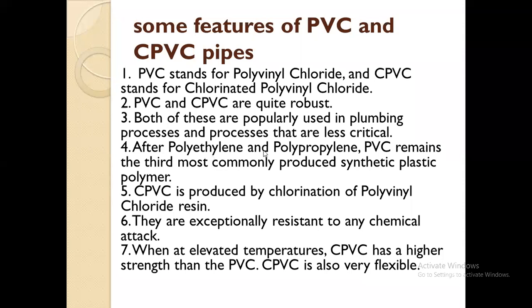Okay, after polythene and polypropylene, PVC remains the third most commonly produced synthetic plastic polymer. CPVC is produced by chlorination of polyvinyl chloride resin. From that, by doing the chlorination process, CPVC material will get to us. They are exceptionally resistant to any chemical attack. It means on a PVC or CPVC pipe any kind of chemical attack will not be there.